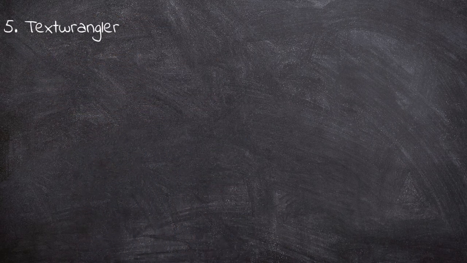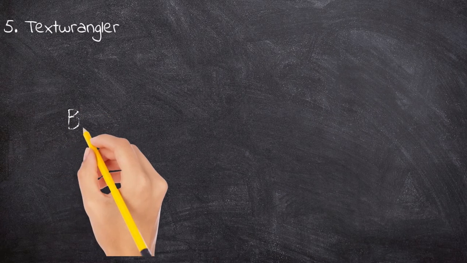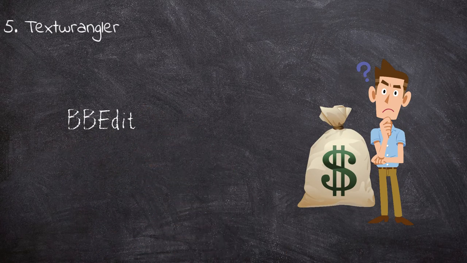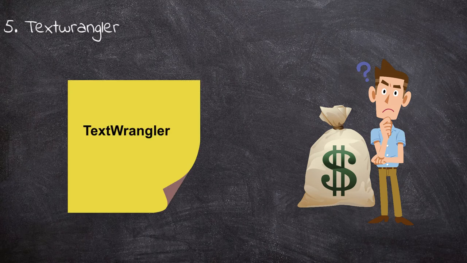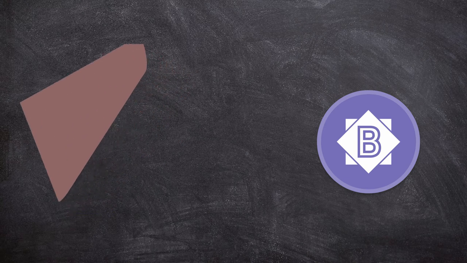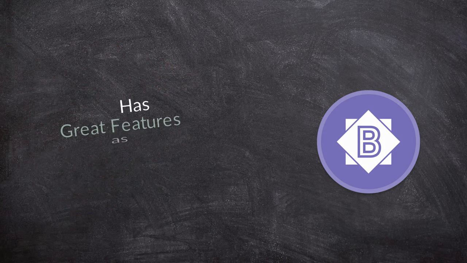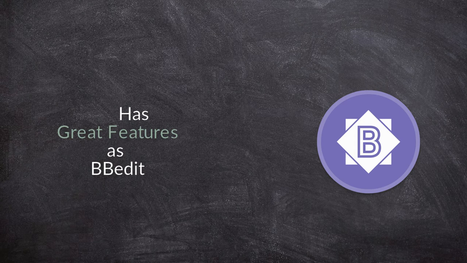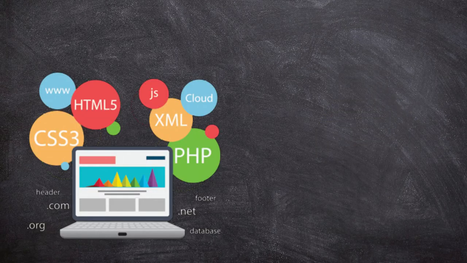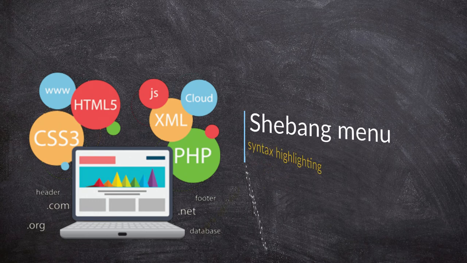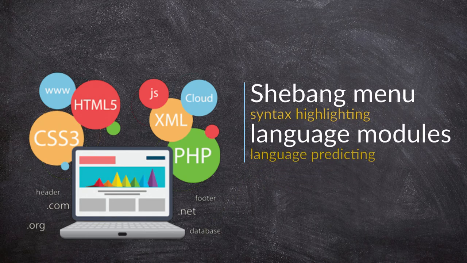5. TextWrangler. A common and standard code editor is BBEdit, but because not everyone will want to spend $50 for a single IDE program, they came up with an alternative, TextWrangler. TextWrangler is like a smaller edition of the BBEdit IDE as it comes with many of the great features that made BBEdit a great program to use to develop code. Some of its most prominent features include a shebang menu made to allow for integrated on-tray to Unix scripting, the creation of language modules, syntax highlighting, and one that allows for automatic language predicting.